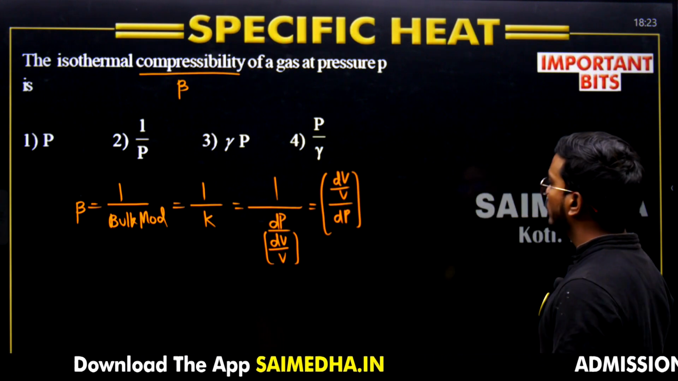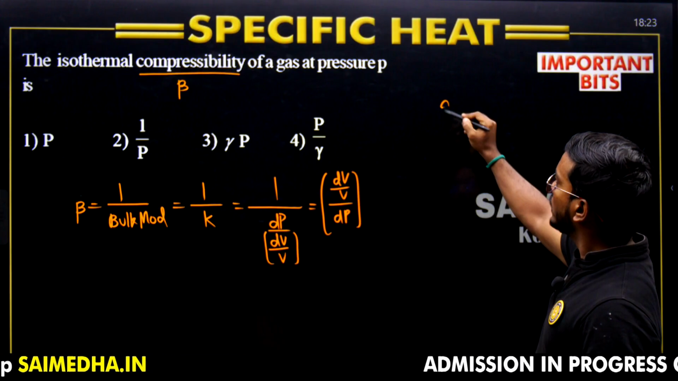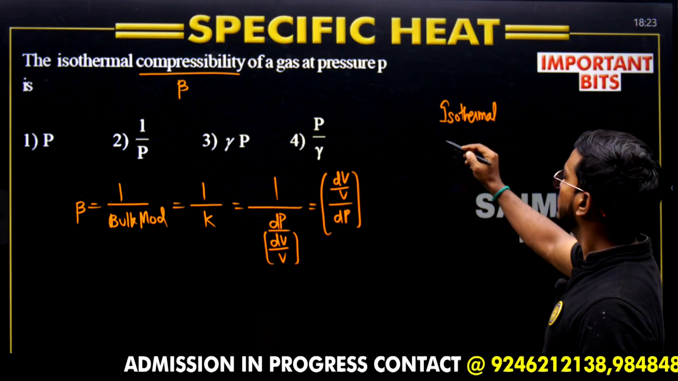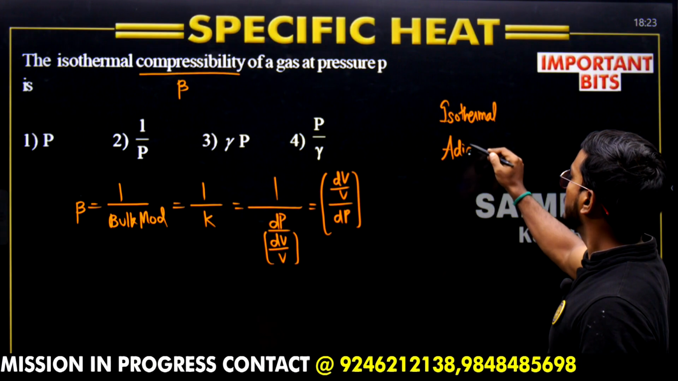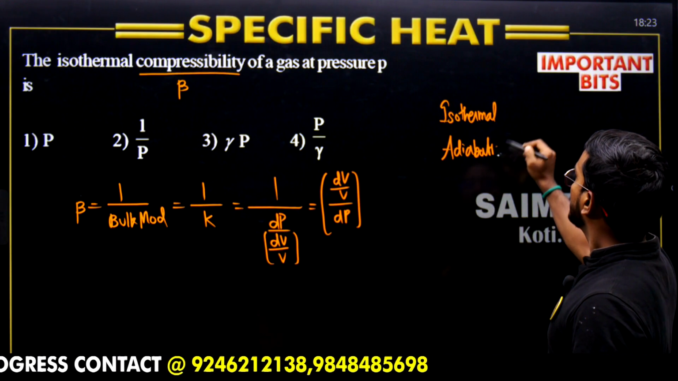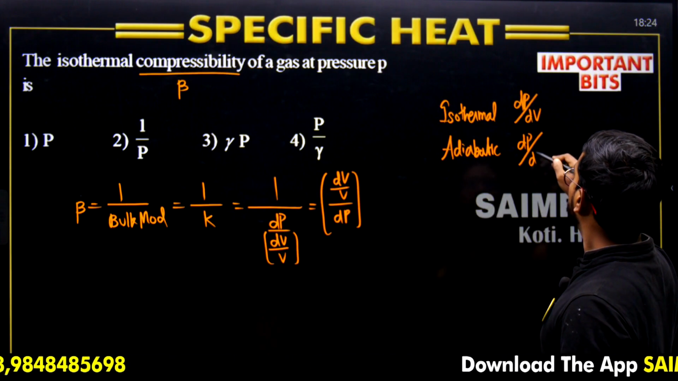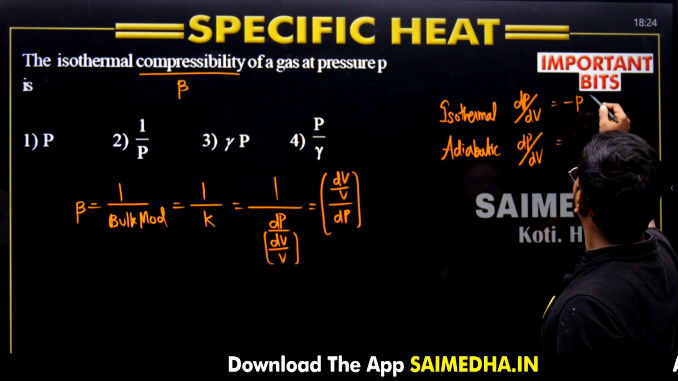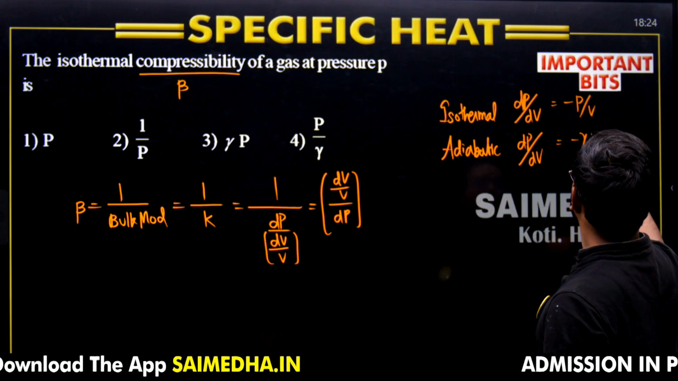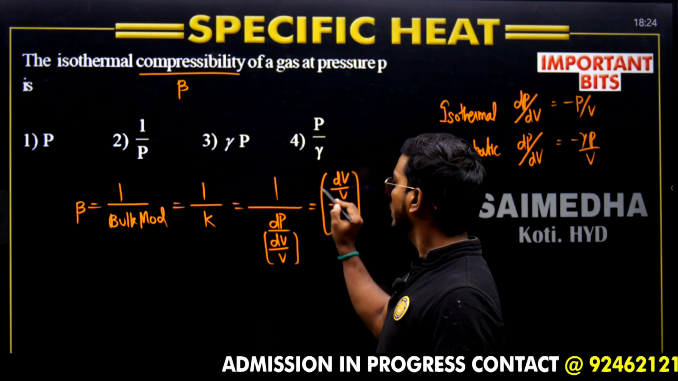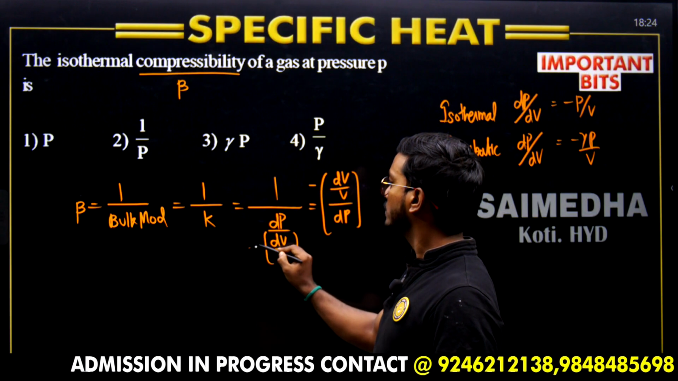Compressibility. We have slope formulas, one for isothermal, one for adiabatic. Let me write both. Isothermal, adiabatic. What is the formula for dP divided by dV? This is minus P by V. This one is minus gamma P by V. This should have a negative sign, because the volume will be getting compressed.